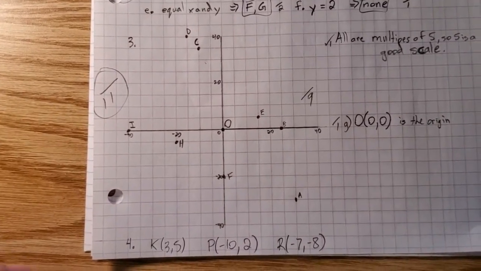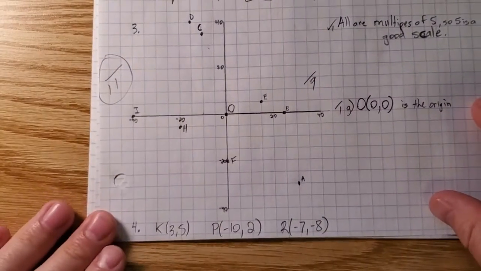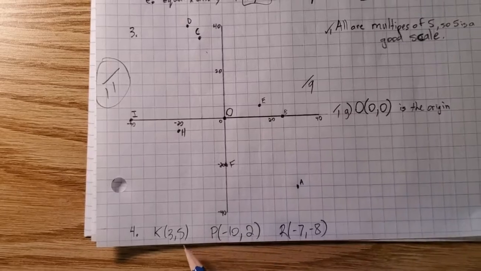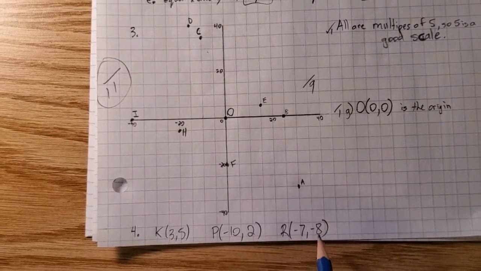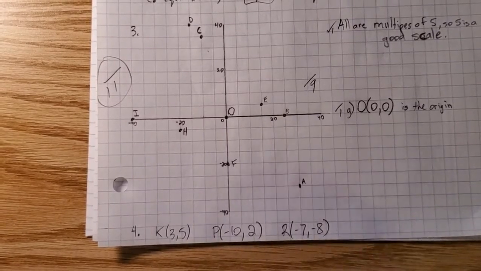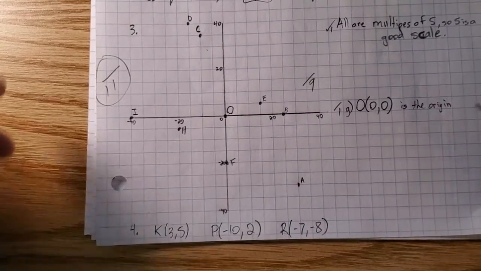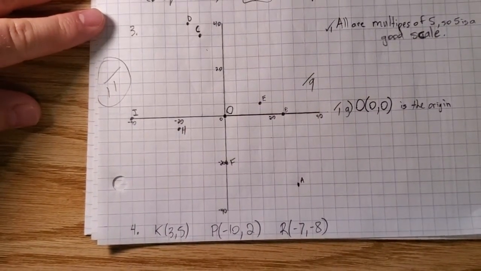Now, question 4 says that we're going to need to graph these points. How would you do it? Now, looking at our graph, some of these points are not multiples of 5. So what do we do? Well, we use fractions, right? We kind of divide it up. You don't actually have to draw those lines if you can do it kind of in your head. But we try to put it on this way.